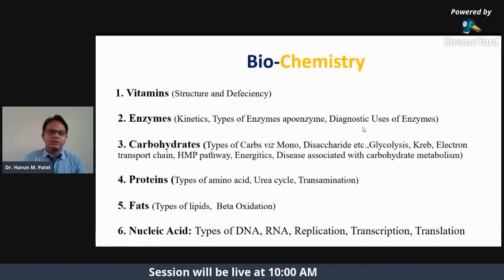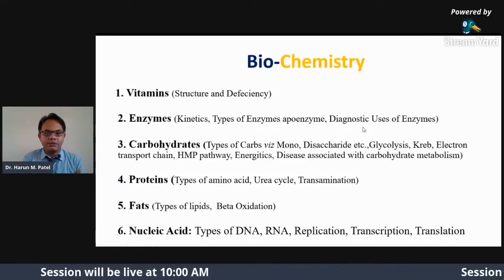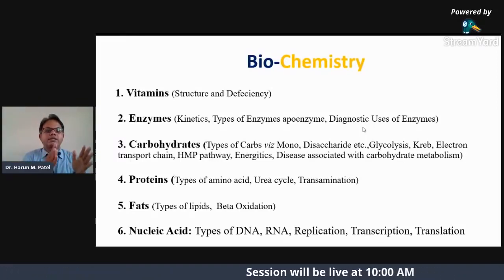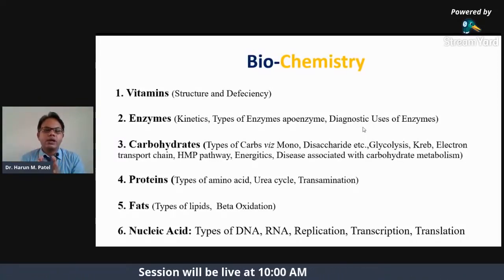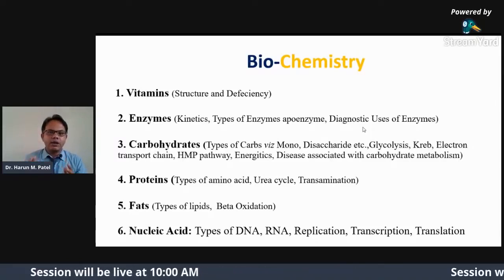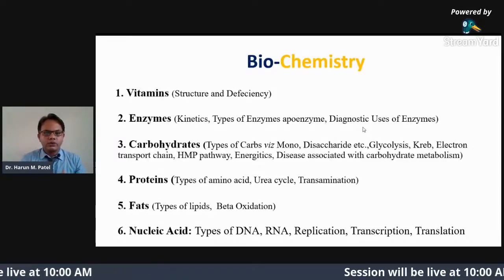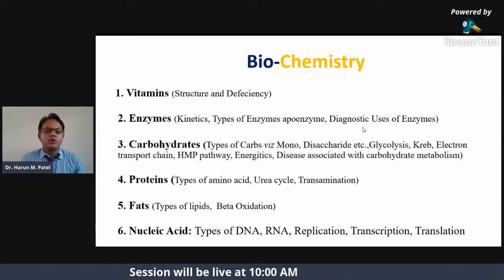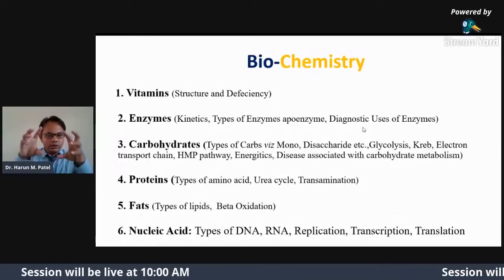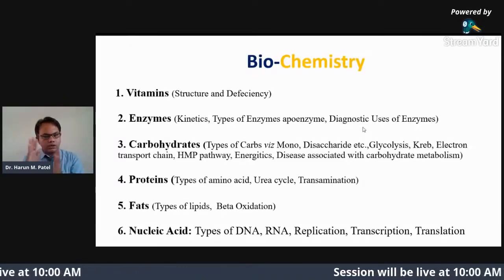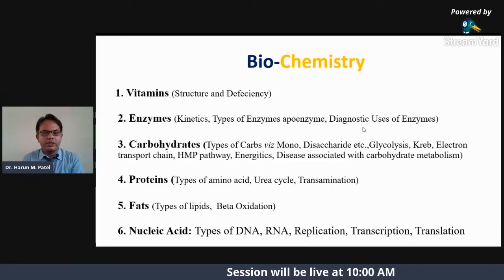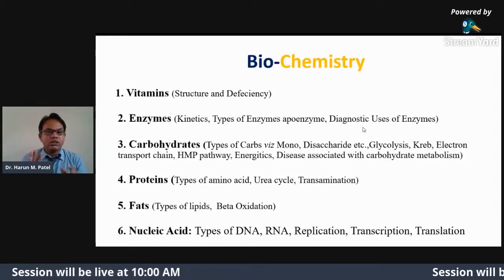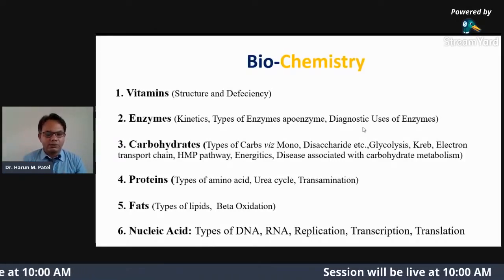If you observe the last page of the enzyme chapter in Satyanarayana Biochemistry, they have given a table. In that table they have discussed, for example, if a person is having a heart attack, which enzymes are useful for the diagnosis. If a person has some sort of cancer, which enzymes are useful for diagnosis. You must learn by heart the diagnostic uses of enzymes. So these are the three important topics from the enzyme chapter.